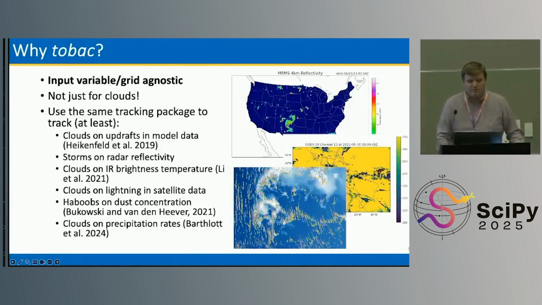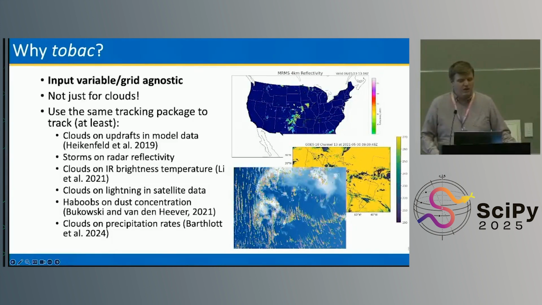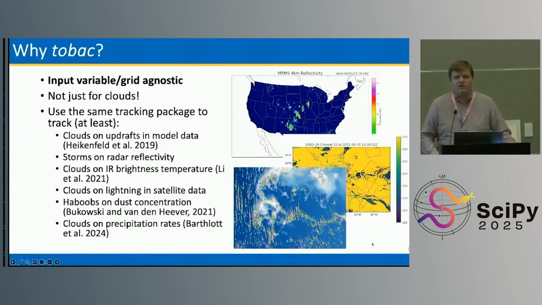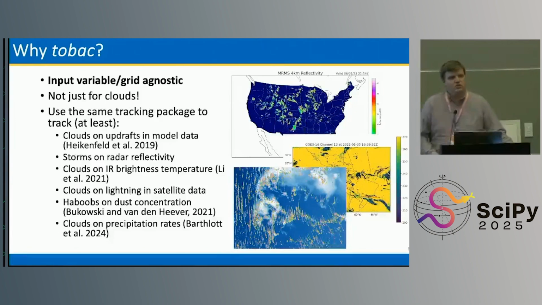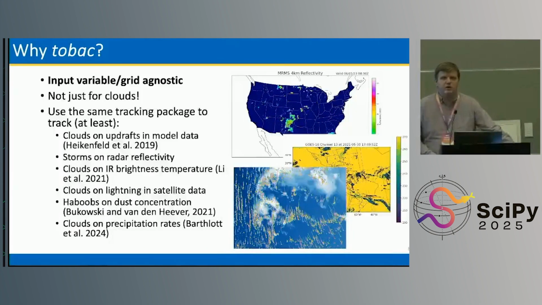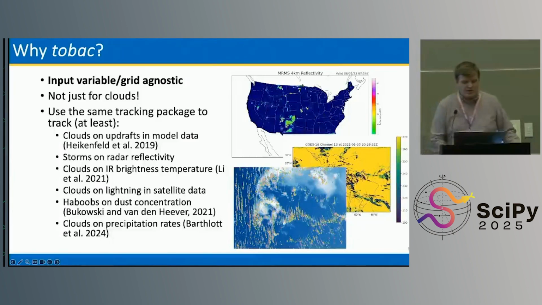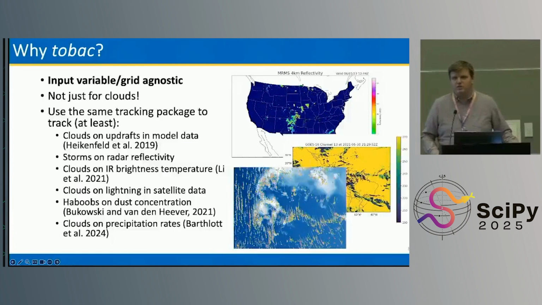Clouds on brightness temperature from infrared, from satellites. Things like lightning. We've been using tobac a lot more recently. Our community has to be able to detect and track storms with lightning. Very, very powerful to be able to do that in some cases. We've also seen some a little bit further out things like tracking haboobs on dust concentration. So those are those dust storms that exist primarily in the Southwest or in other more desert kind of regions. And then clouds on precipitation rates.